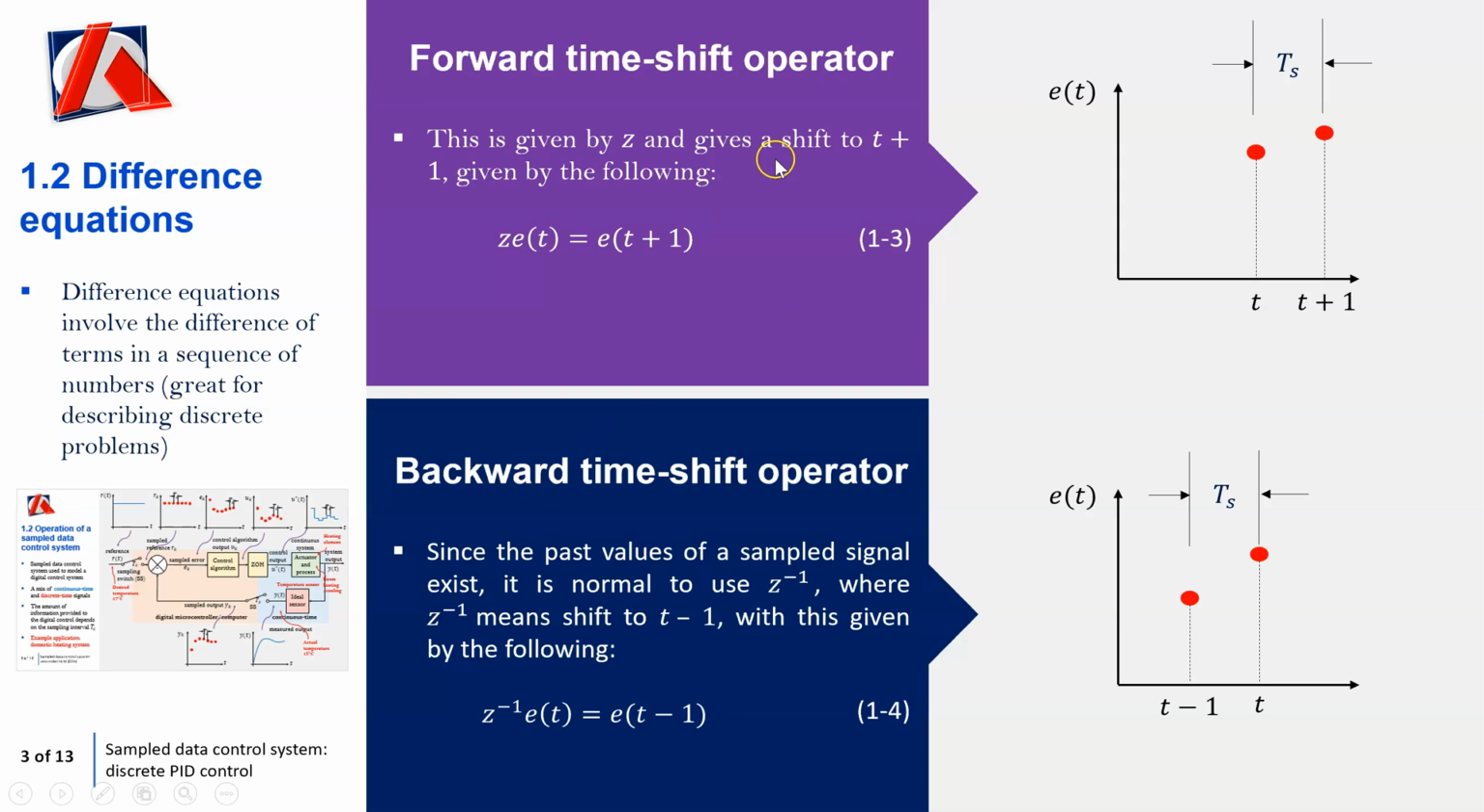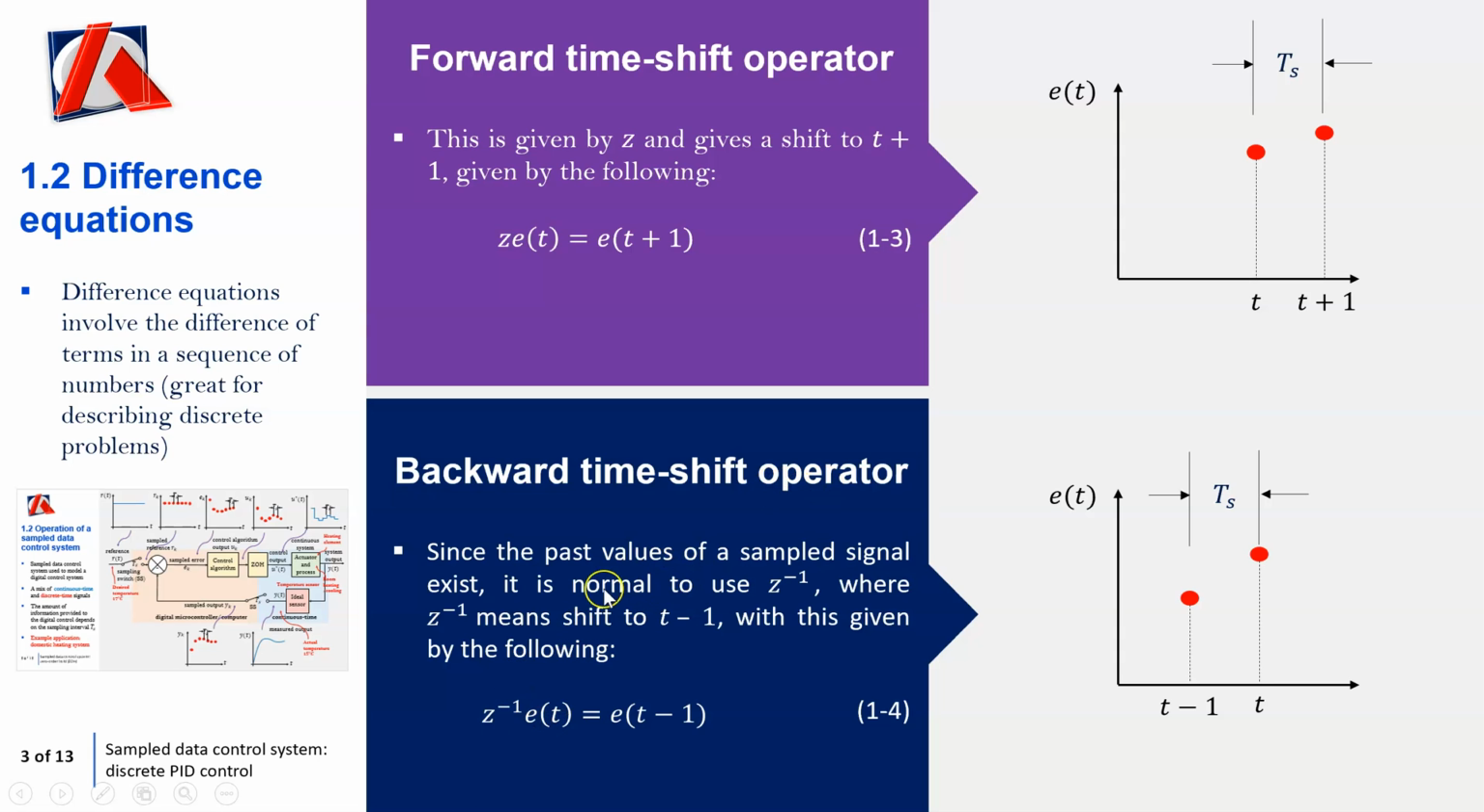So in terms of the samples, if you remember, I told you that this z here is a time shift operator. So if we do z e(t), that effectively is e(t+1), so it's effectively one sample ahead that you'd be looking at. So t+1, don't get the notation confused here, thinking that I mean time. Effectively t+1, I just mean one sample ahead. And then what we can then look at also is the backward time shift operator.